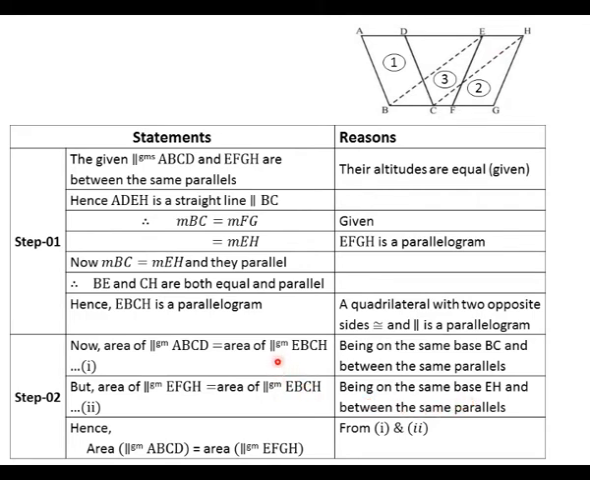From both equation 1 and equation 2, area of parallelogram ABCD is equal to area of parallelogram EBCH, and area of parallelogram EFGH is also equal to area of parallelogram EBCH. The right hand sides of both equalities are the same, which means their left sides will also be equal. So area of parallelogram ABCD is equal to area of parallelogram EFGH. So this has been proved.